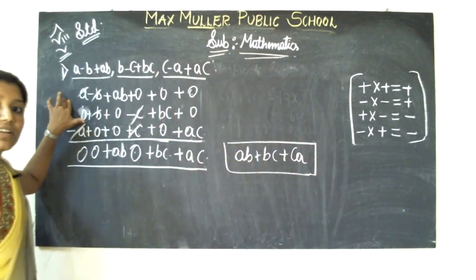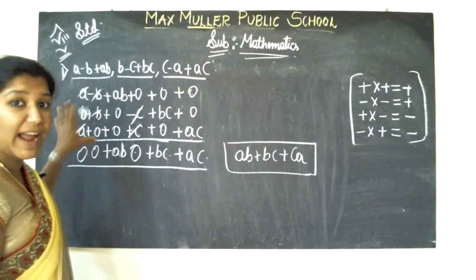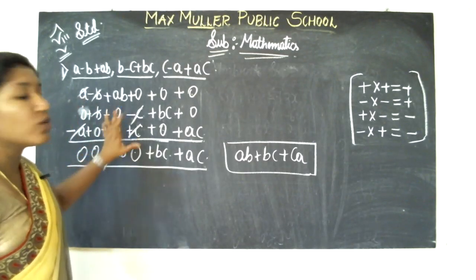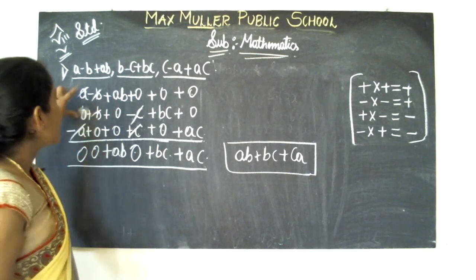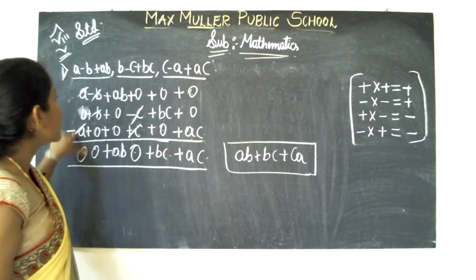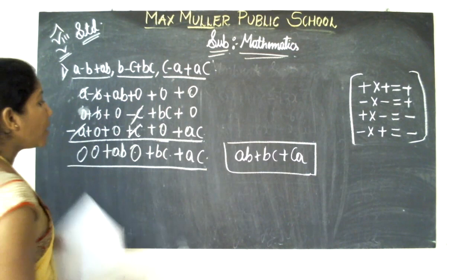While adding or subtracting, you have to write all the like terms one below the other and solve the problems. Like this you can solve, or else you can solve the first two expressions first, and by that result you can solve another expression. Understood? Like that also you can solve. Okay.